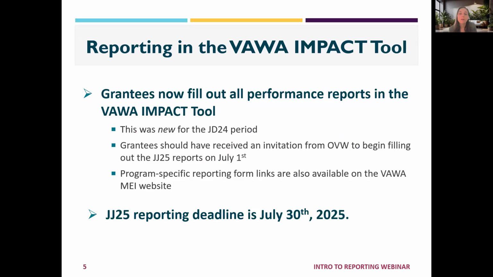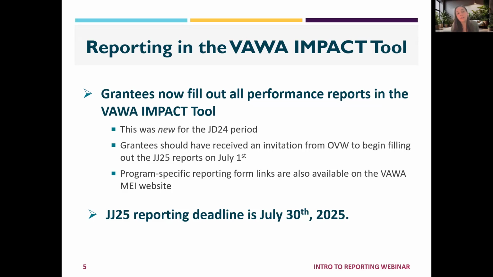Alrighty, so the general logistics are that you will be using the VAWA Impact tool, which was launched in 2025 for the July through December 2024 reporting period. That was back in March of 2025 it launched. And we'll be using that moving forward. So there are no longer fillable PDFs.